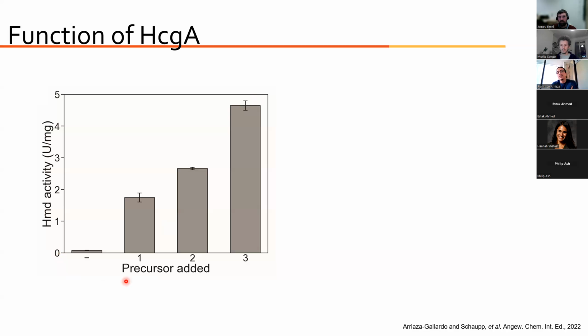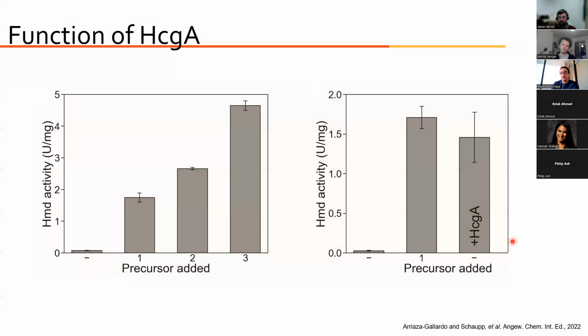For us, that tells us that HcgA is involved in a step previous to the first precursor. In addition, we could incubate the cell extract with no precursor but the purified HcgA, and we also obtain HMD activity.